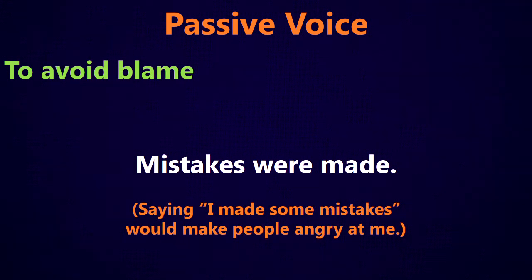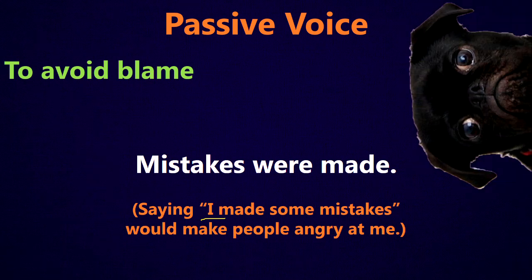But we can also use it kind of in the same way to avoid blame when we're the ones who did something wrong. So we can say mistakes were made. And this has actually gotten used or been said by people in the government. So mistakes were made. Saying I made some mistakes would make people angry at me. So I just change it to mistakes were made, because then I leave off the information about who made the mistake. So we don't have to focus on that. Mistakes were made.